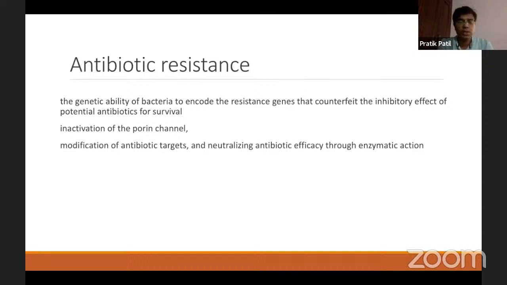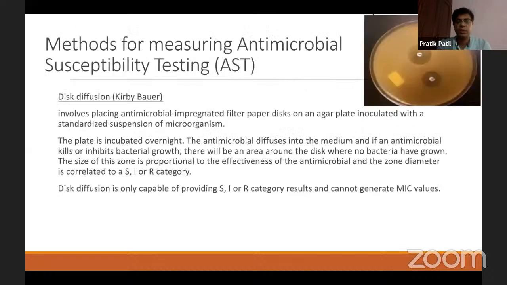Now, coming to the issue of resistance. Antibiotic resistance is basically the genetic ability of the bacteria to encode a resistance gene that counteracts the inhibitory effect of the antibiotics for survival. So basically, in simple words, your antibiotics don't work. It can be through different genes, through inactivation of porin channels, through modification of the antibiotic targets, or by neutralizing antibiotic efficacy through enzymatic action. These are the different mechanisms of resistance in different bacteria for different antibiotics.